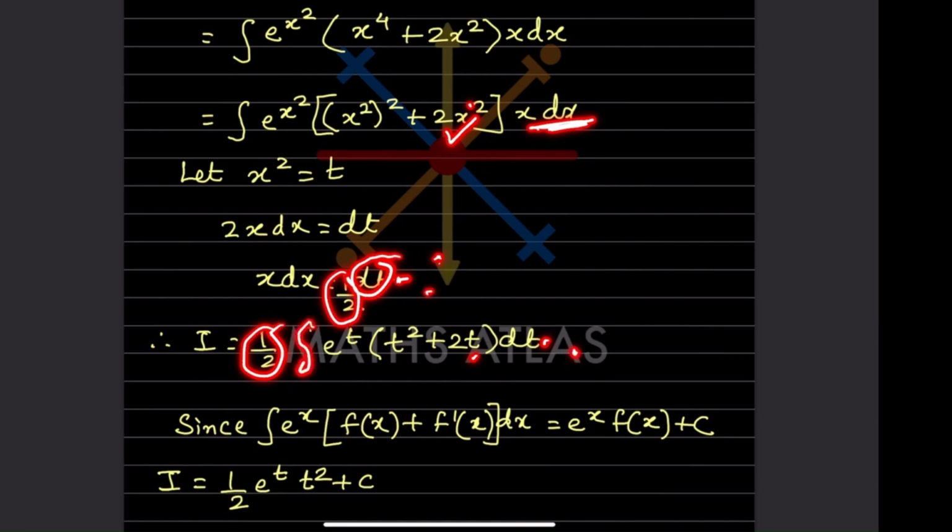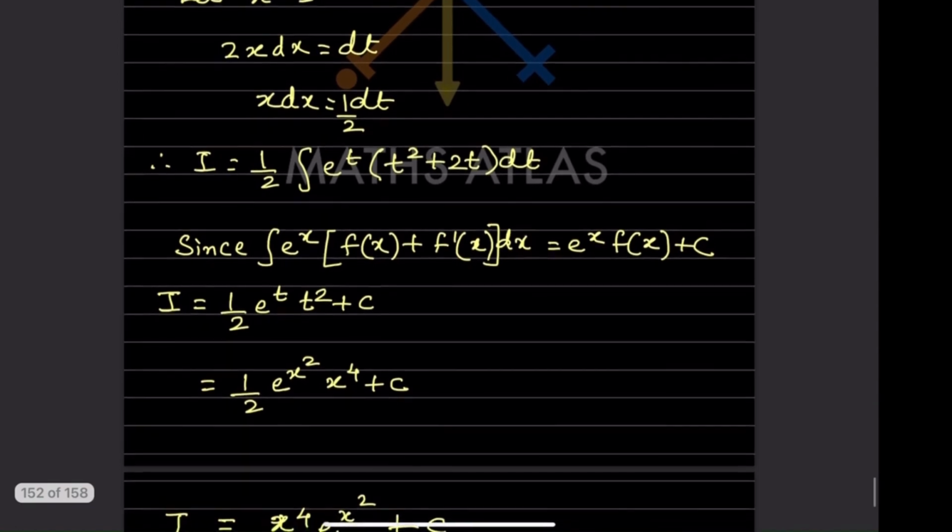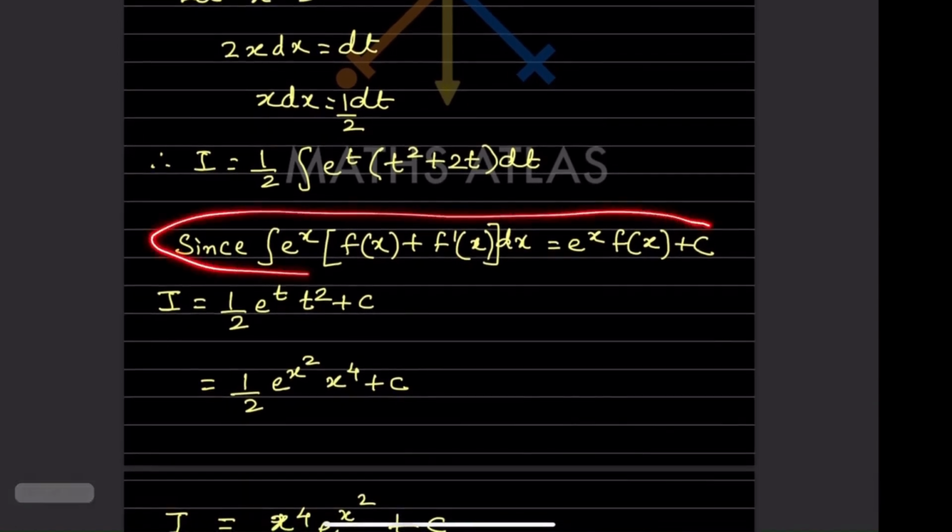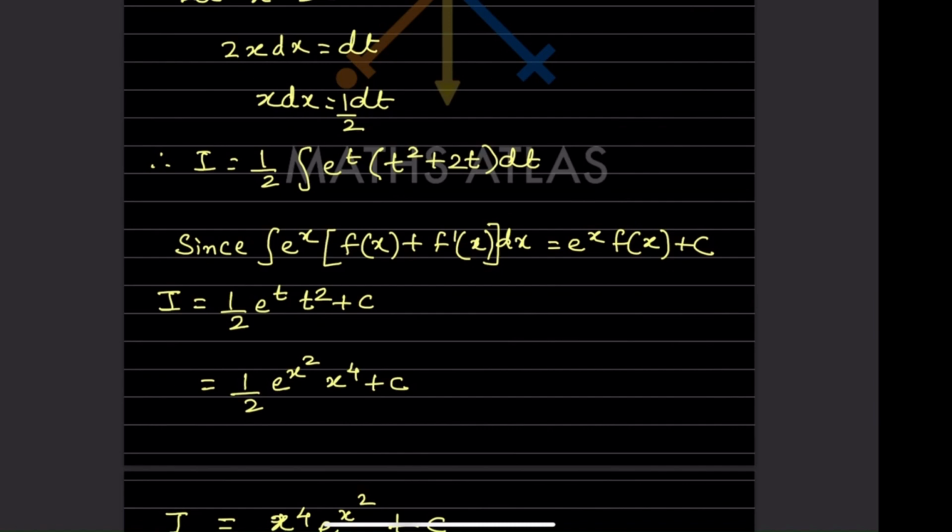And now see here what we can do. For this one we have this formula over here. So we can take this half, and this is what we want, f of x. So here we have f of x plus c. So we can write here half t square plus c, because this is f of x.